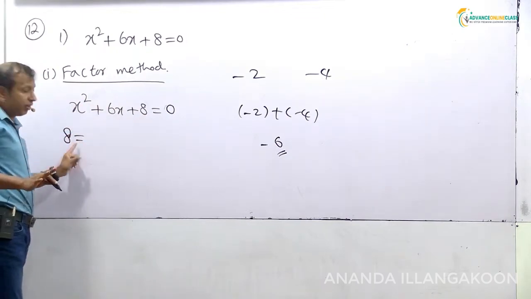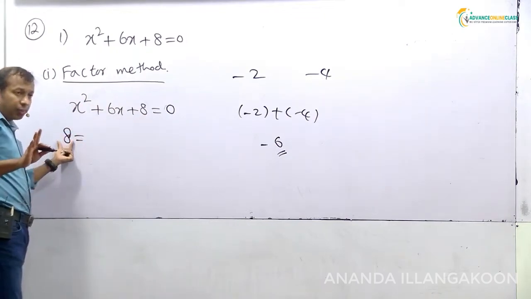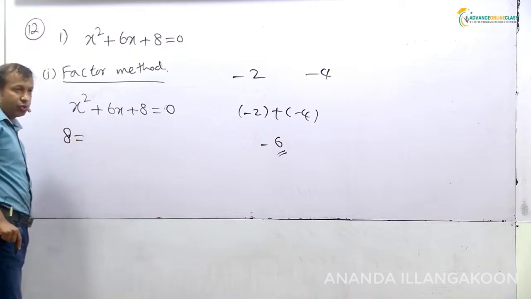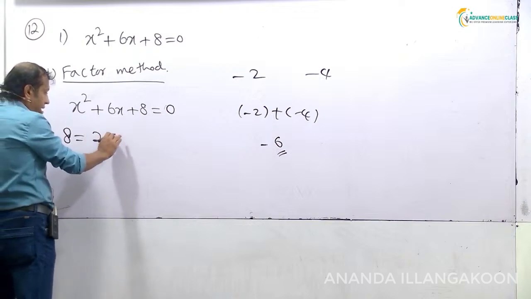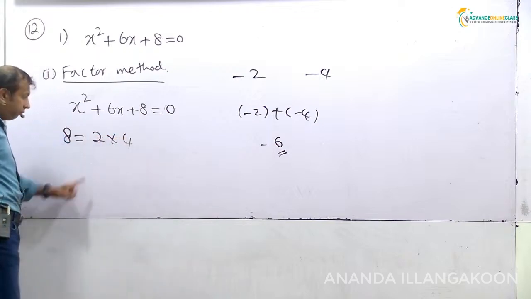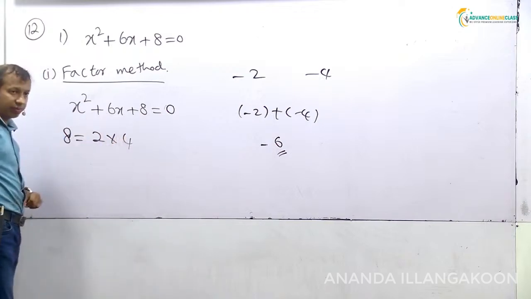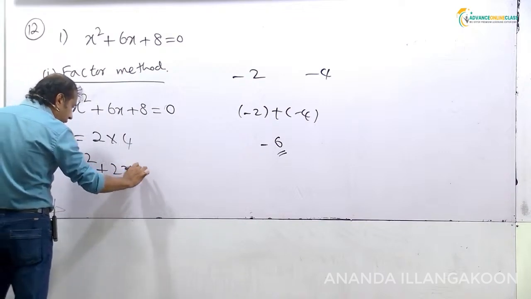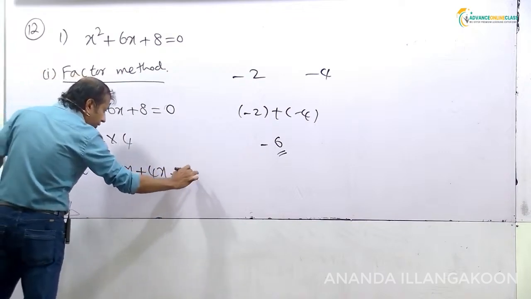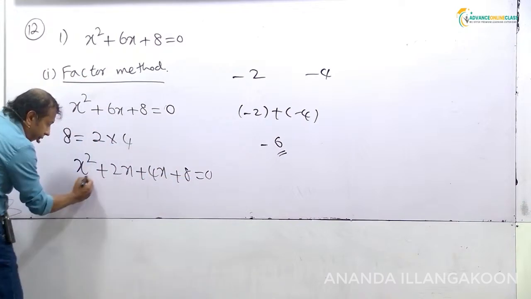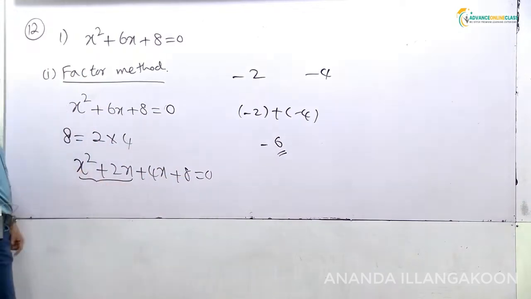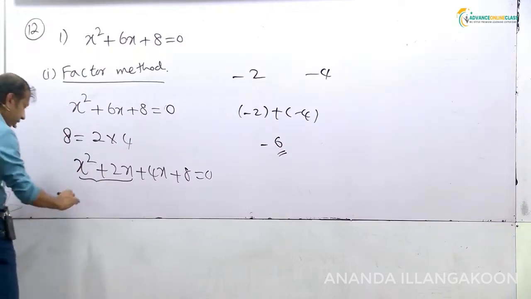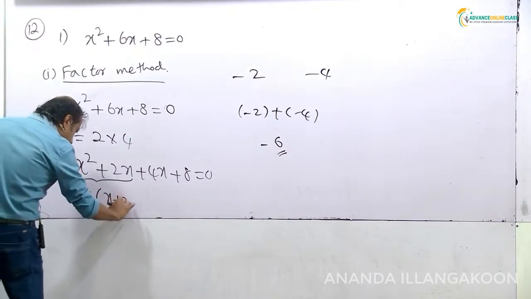Then here, the x squared coefficient 1 and this constant we multiply: 1 into 8 is 8. Now write this 8 as a product of 2 numbers so that the algebraic sum of the 2 numbers should be plus 6. Tell me 2 such numbers. 2 into 4, no? Plus 2 plus 4 is plus 6. Then we write this 6x this way: x squared plus 2x plus 4x plus 8 equals 0. Now, for these 2 terms what is common? x is common. Take x out. We get x plus 2.